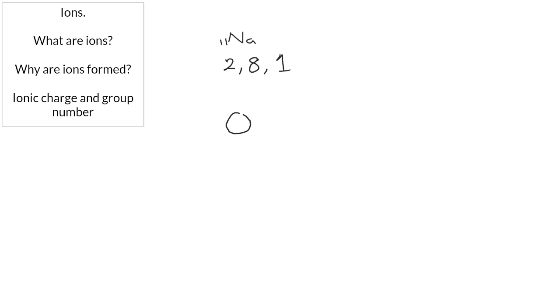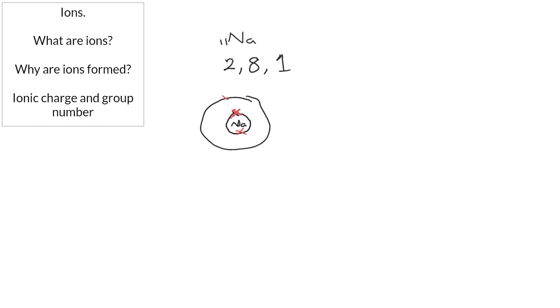Now, where are we going with this? I can also draw it by shell. This is sodium, and the smallest shell, I said, will take a maximum of 2 electrons. And then we can have the next shell.